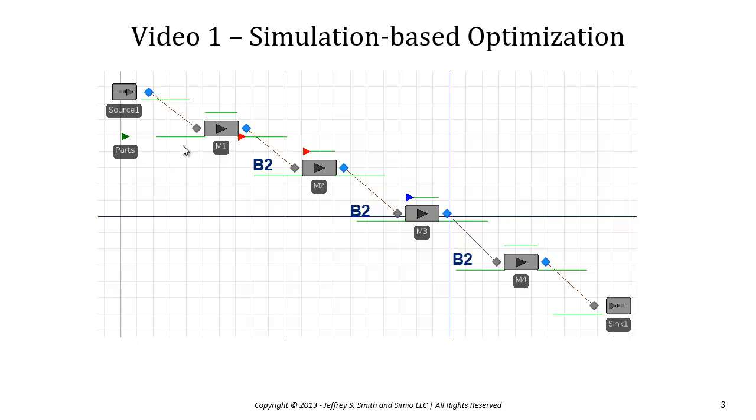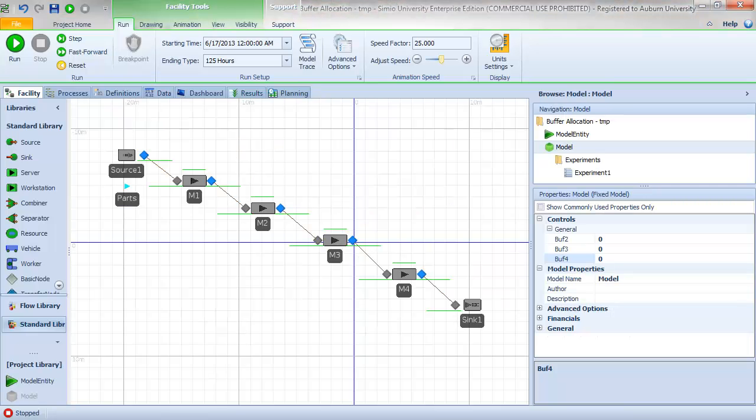In this video, we'll be introducing the concept of using simulation-based optimization with Simio. And we're going to start out with the serial manufacturing system model that we initially developed back in Module 3. So let me show you that model first and make sure we understand our starting point.